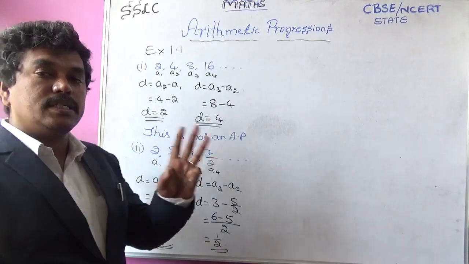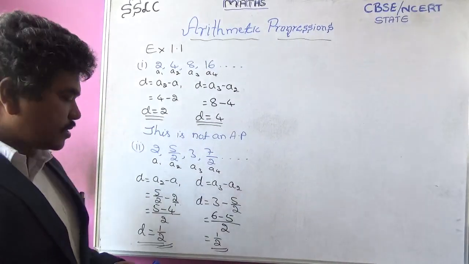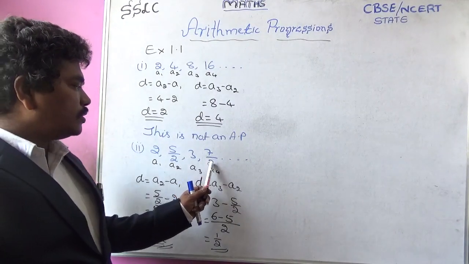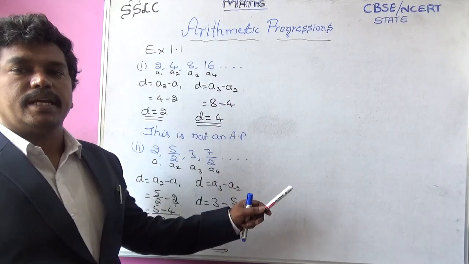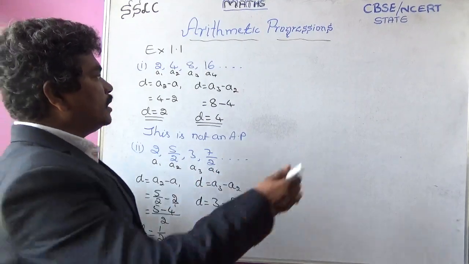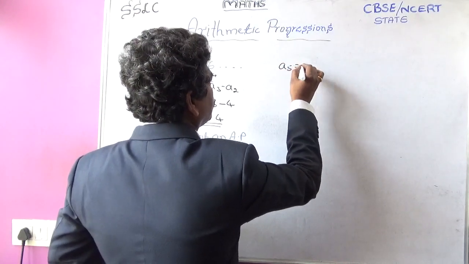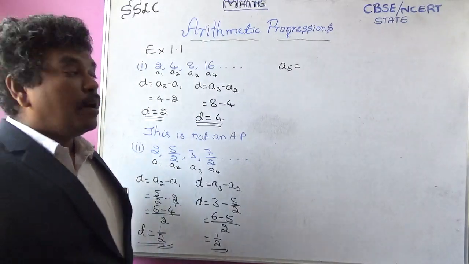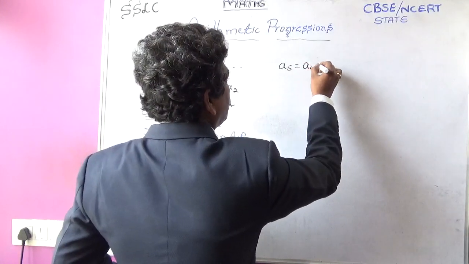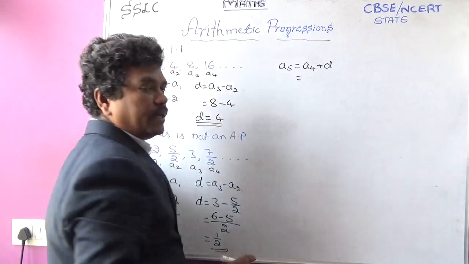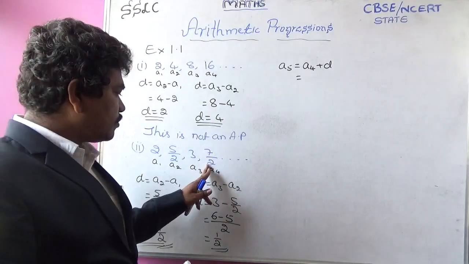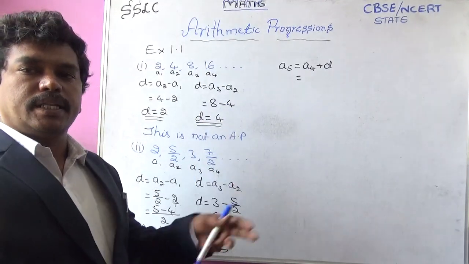Then you have to write the next 3 terms of the AP. How can you write the next 3 terms? You know the value of D, which is one half. You add it to this term and you get the next term, and for that term you add D again. There are 4 terms, so we have to find A5. How can you find A5? By adding D to A4, that means A5 is A4 plus D. For finding the next term, you add the common difference to the previous term. For this term, you add the value of D, then you get the 5th term.